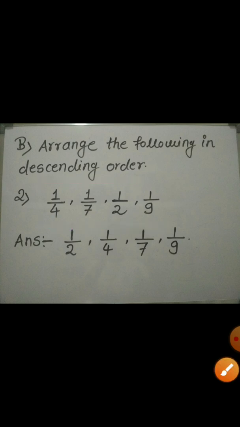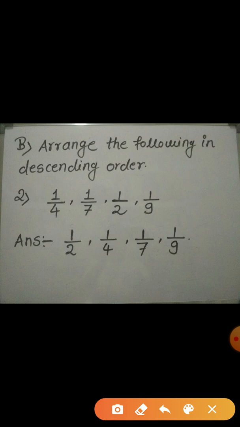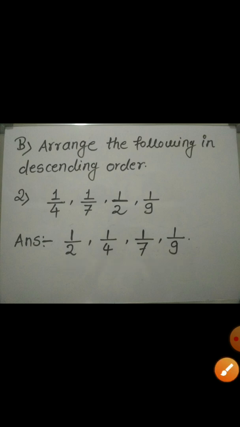So first of all, we have to write down the greater fraction. And fraction will be greater when the denominator is smaller. Hence, first 1 by 2 will come, then 1 by 4, then 1 by 7 and at the last 1 by 9. So this is the descending order of the given fractions. In this way you can arrange the unlike fractions in descending order.